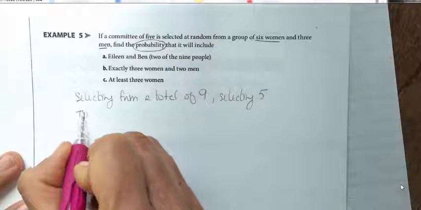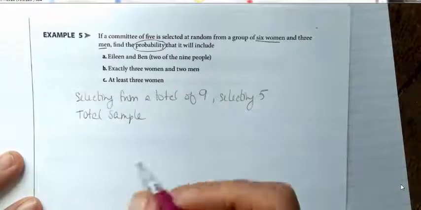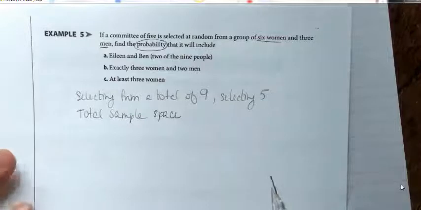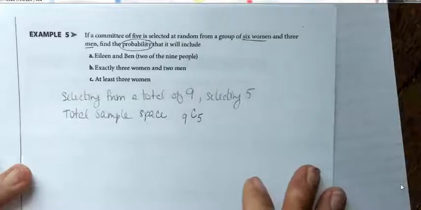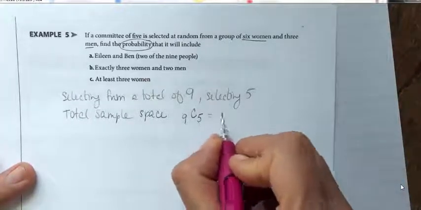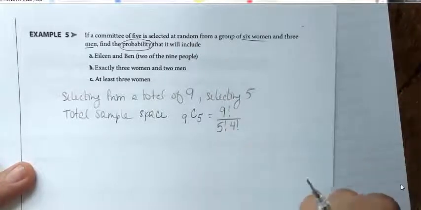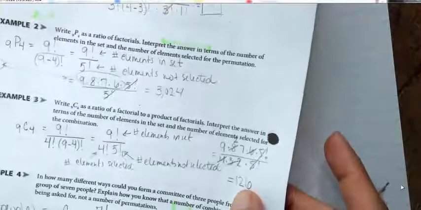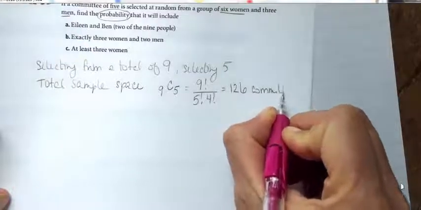So let's figure out what my total sample space is. Because remember, we're going to have to divide by that in order to get a probability. My total sample space will basically be I have 9 people and I'm choosing 5 of them. Okay? All right, so let's see. This is just going to give me 9 factorial over 5 factorial times 4 factorial, which I feel like we already did this number somewhere, 126. Yep, I think it was example 3. So that's going to be 126. So I can have 126 different possible committees.